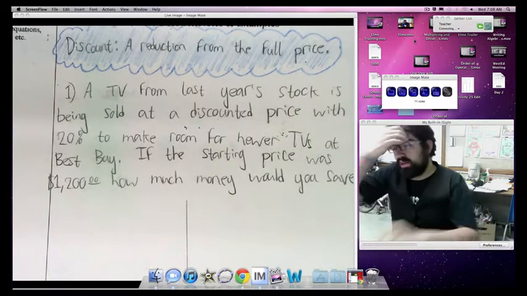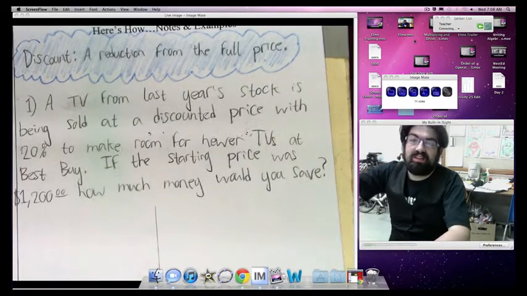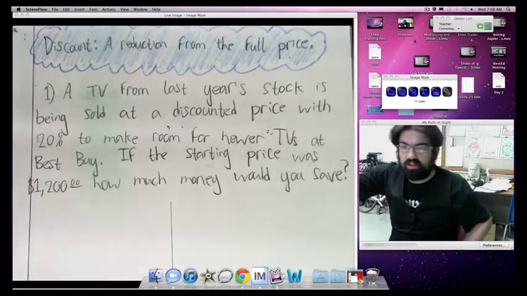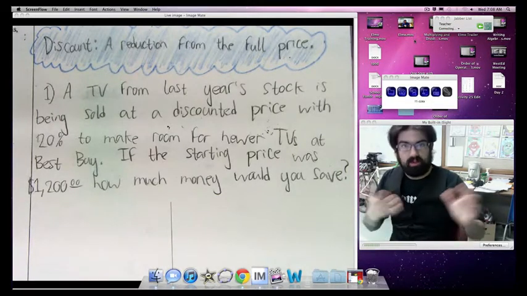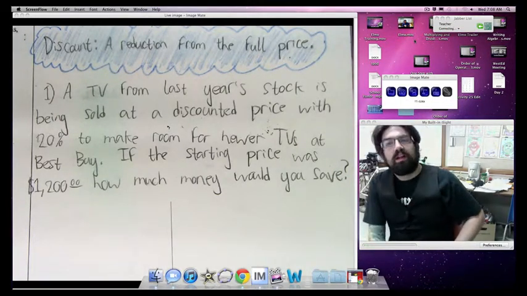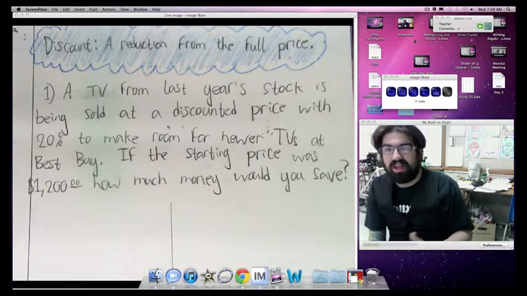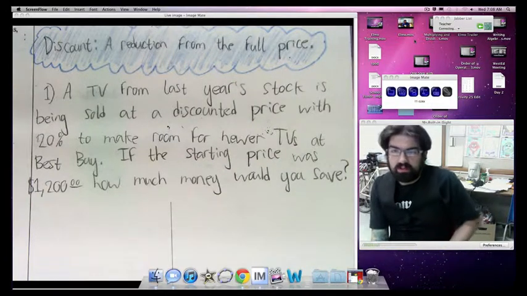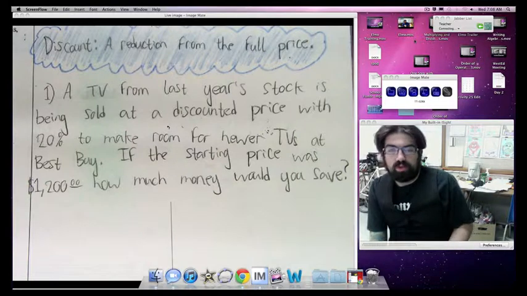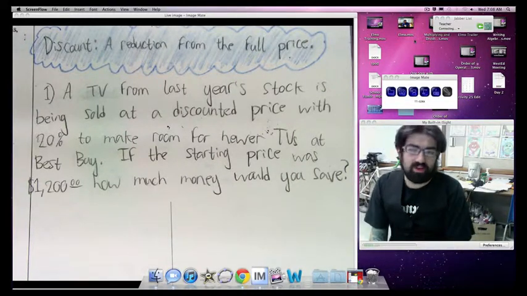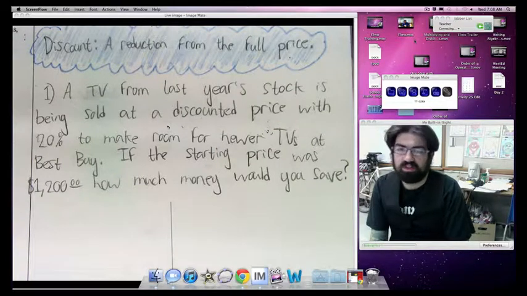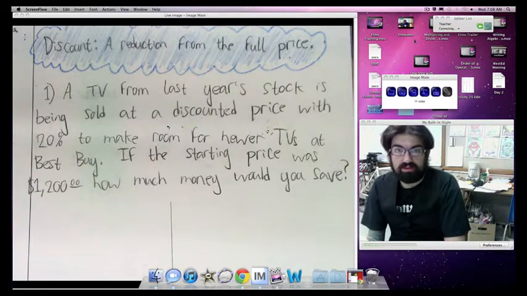All right. Number one, a TV from last year's stock. So like say it's 2010 and it's a 2009 TV. That's why it's called last year's stock. A TV from last year's stock is being sold at a discounted price of 20% to make room for newer TVs at Best Buy. If the starting price was $1,200, how much money would you save?